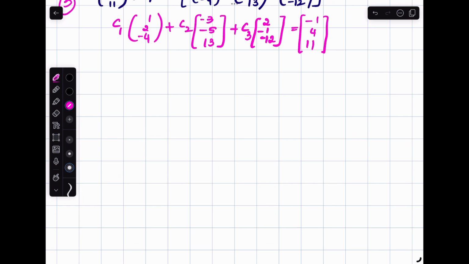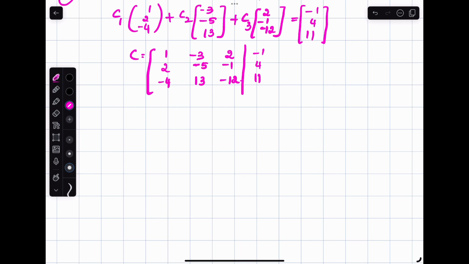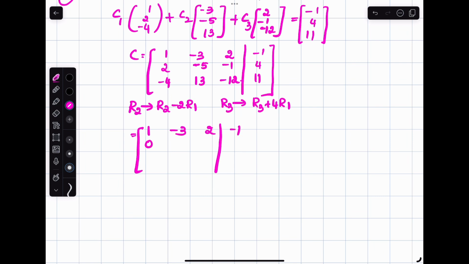Okay, it is a matrix. Now we will write the augmented matrix. 1, 2, minus 4, minus 3, minus 5, 13, 2, minus 1, minus 12, given minus 1, 4, 11. Let us apply the row reduction, the row transformation method. So row 2 changes to row 2 minus 2 times row 1, and row 3 changes to r3 plus 4 times r1. So the matrix you will get as 1, minus 3, 2, minus 1, and 0, 1, minus 5, 6, 0, 1, minus 4, 7.